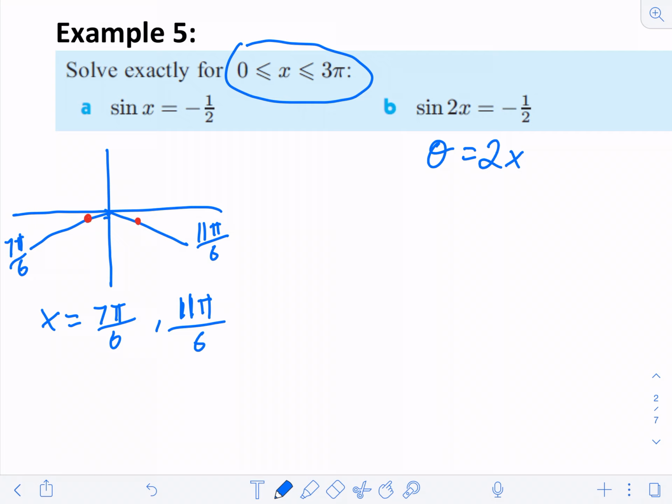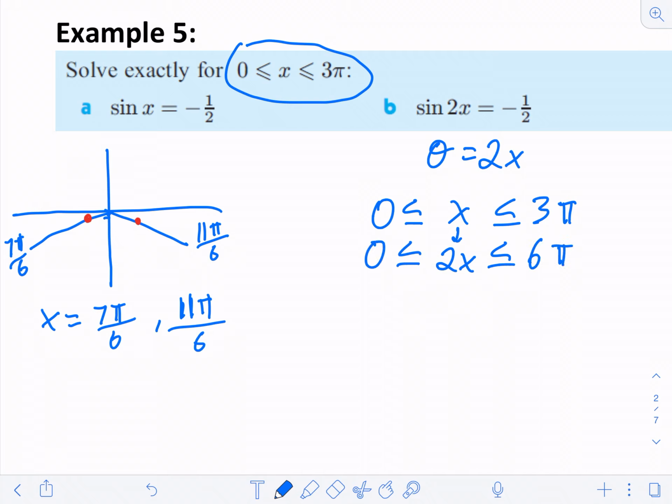Normally, as we said, we have 0 to 3 pi. Instead of looking at x between 0 and 3 pi, instead of having just x, I have a 2x. So I'm going to have to change this range, because I multiplied the x times 2, so that means this is now going to be 6 pi, and 0 times 2 is still 0. So now I'm looking at the range from 0 to 6 pi. And what radians have a sine value of negative 1/2 from 0 to 6 pi? That's what I'm going to be looking at.